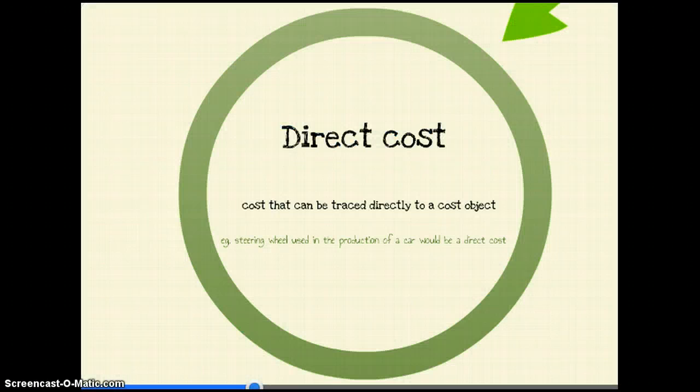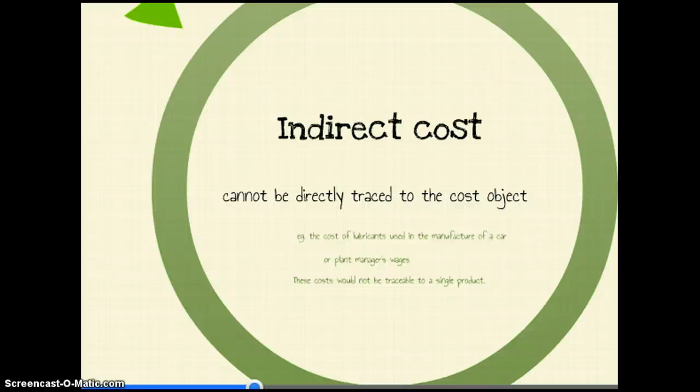Now that we know what a cost object is, let's look at the different types of costs. Once you have identified your cost object, such as a particular car model, we have direct costs. Direct costs are defined as costs that can be traced directly to a cost object. And then we have indirect costs, which are costs that cannot be directly traced to the cost object. Let's look at some examples.